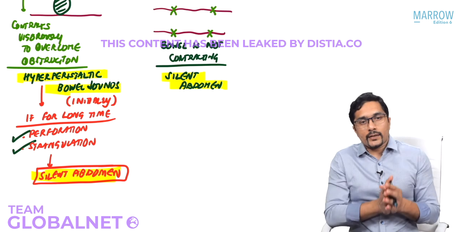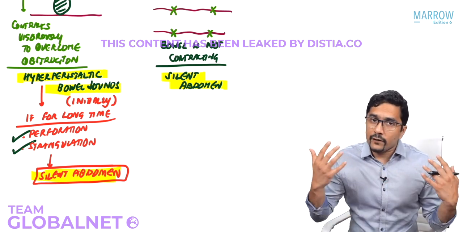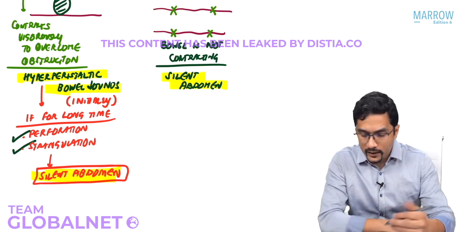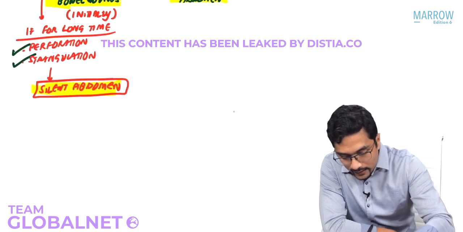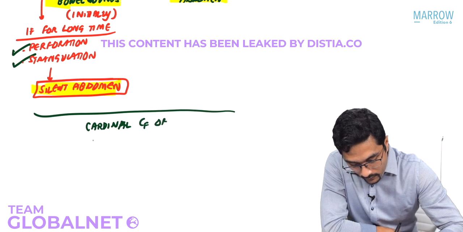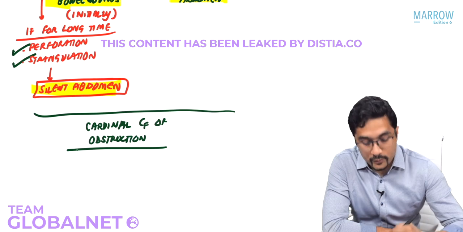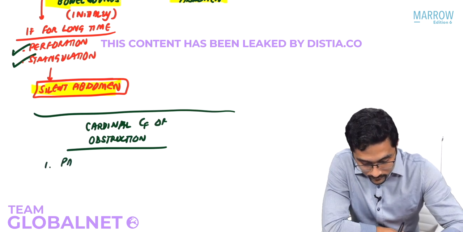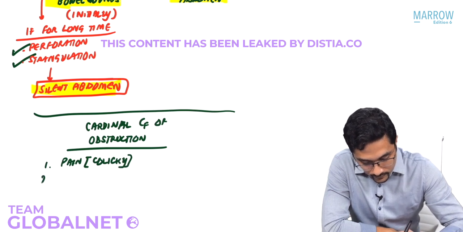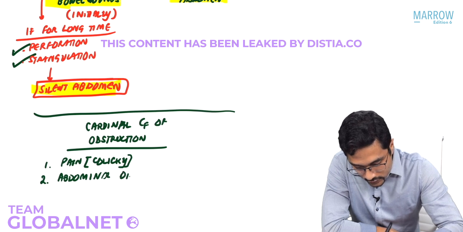I will discuss the causes of each one of them in detail, but first I want to tell you the clinical features which are common to both of them, right? So bowel obstruction, there are certain cardinal features which are common to both types. So what are the cardinal clinical features of obstruction? The cardinal clinical features of obstruction are pain, which can be colicky abdominal pain. There can be abdominal distension.